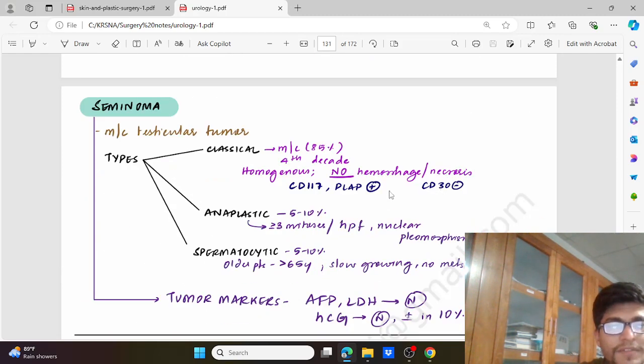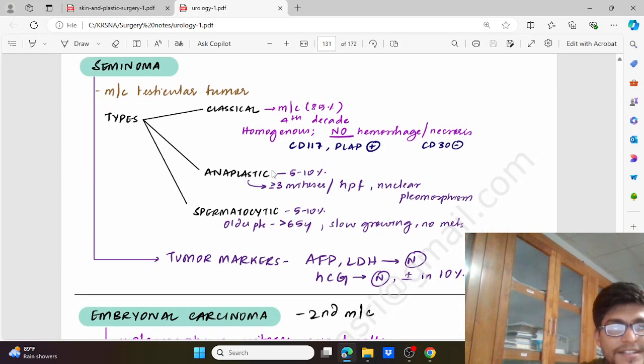Now seeing the common ones in slight detail, that is seminoma, which is the most common testicular tumor. Types are classical, anaplastic and spermatocytic. Classical is most common, in the fourth decade, homogeneous. There is no hemorrhage or necrosis. Positive for CD117 and PLAP. Negative for CD30.